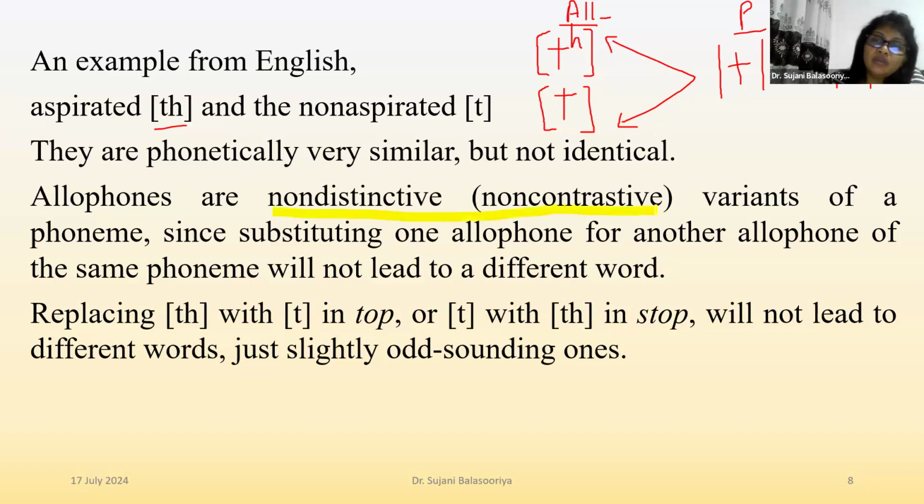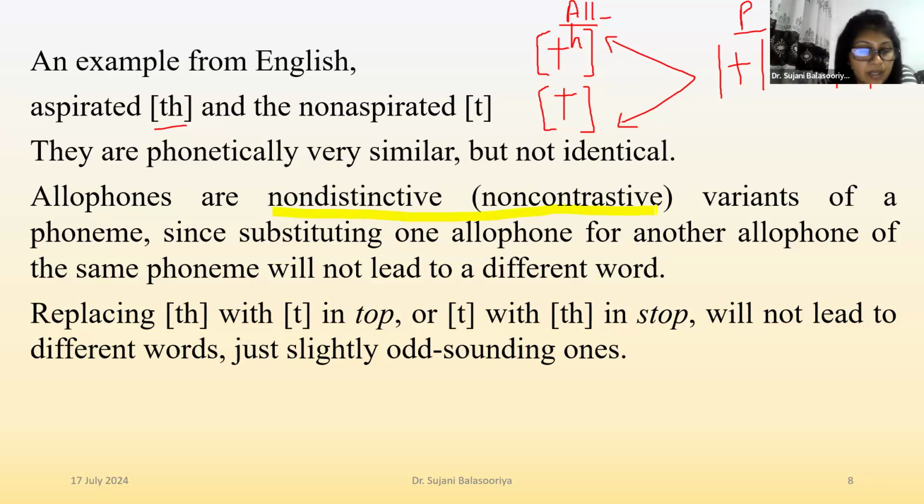Phonemes are contrastive and distinctive, because by changing a phoneme, we can change the meaning of a word. Therefore, phonemes are contrastive and distinctive. But by changing an allophone, do you think we can change the meaning of a word? Can we change the meaning of a word by changing an allophone?